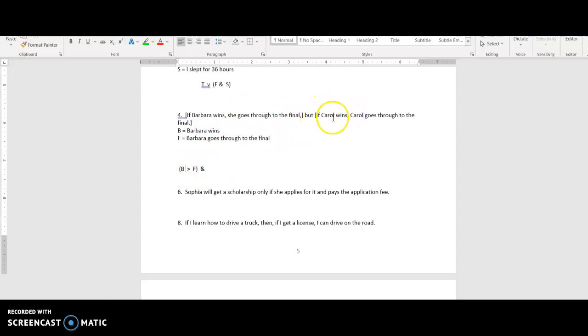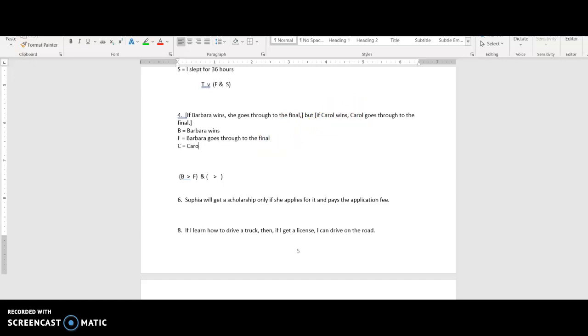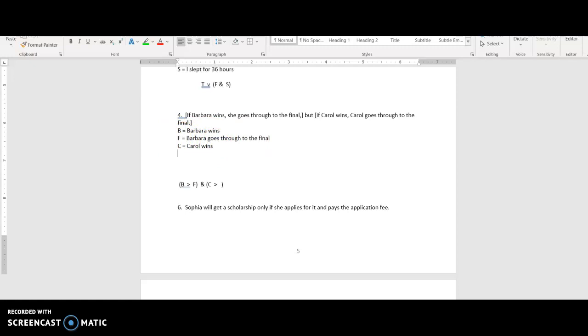So the right conjunct is if Carol wins, Carol goes through to the final. So again, that's another conditional sentence. It's going to have that form. The if here is Carol wins. So we need C. Carol wins. That's our antecedent. And Carol goes through the final, which notice is different from F because F is Barbara goes through. So we'll call this G, I guess, for Carol goes through to the final. And that's G.